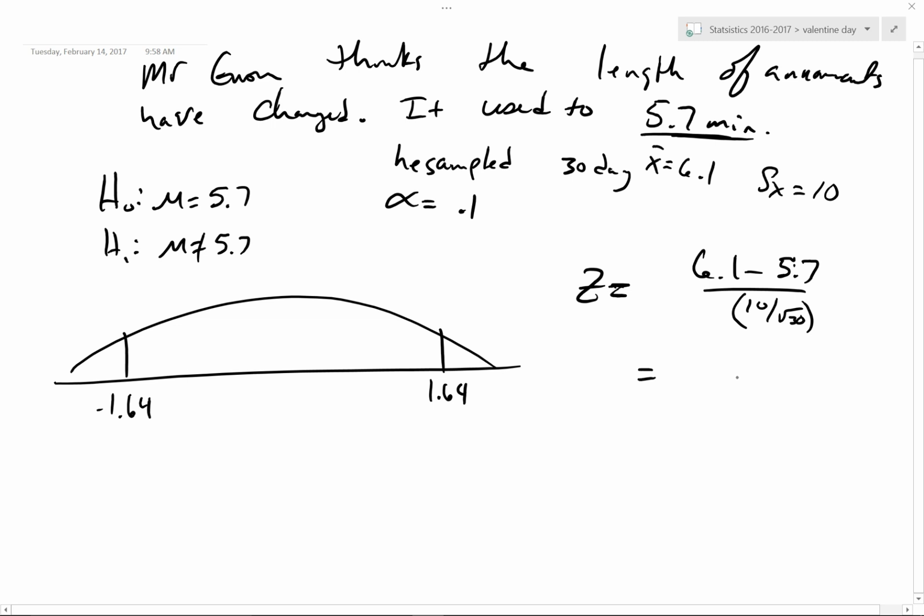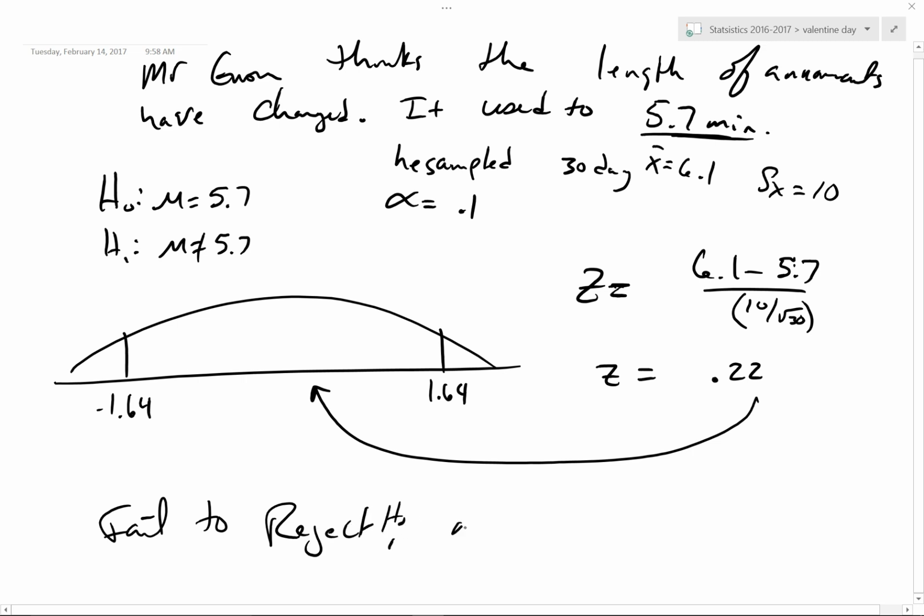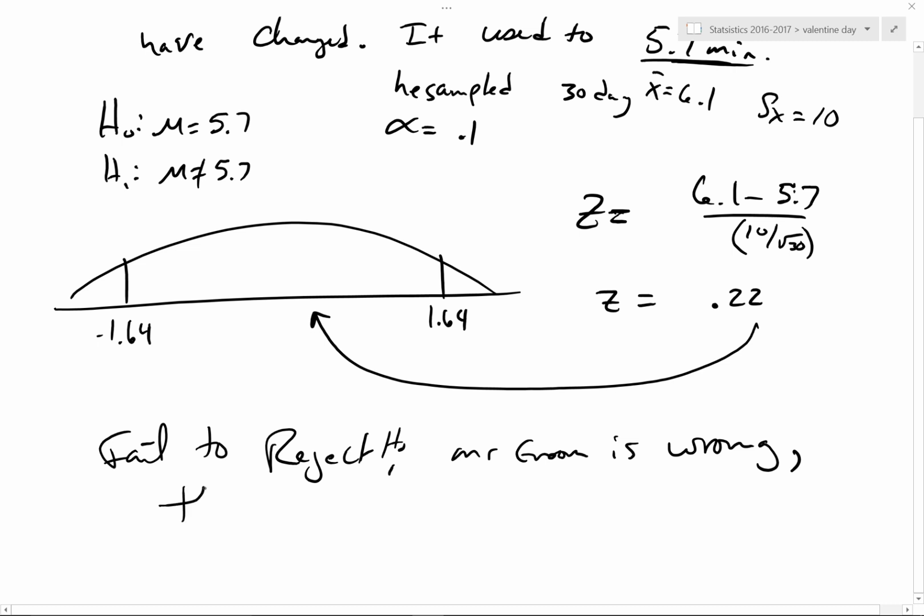What? 0.22. I got a z-score of 0.22? That's right out here. Well, that's exactly where I would expect it to be if what's true? If H naught's true. So fail to reject H naught, which means what? Mr. Groom is wrong again. You don't have to put the again in there. I will. Okay. Is wrong. They have not changed in length, or something to this effect. Again, big word, significantly. Right?